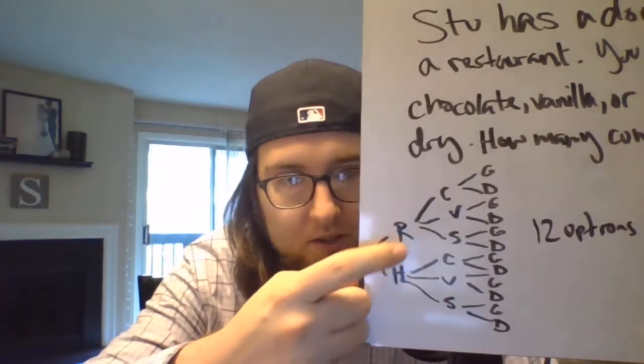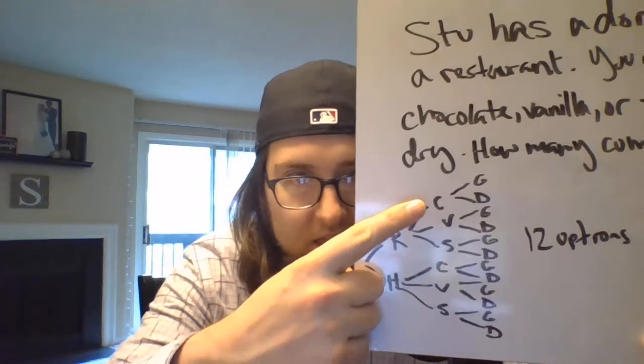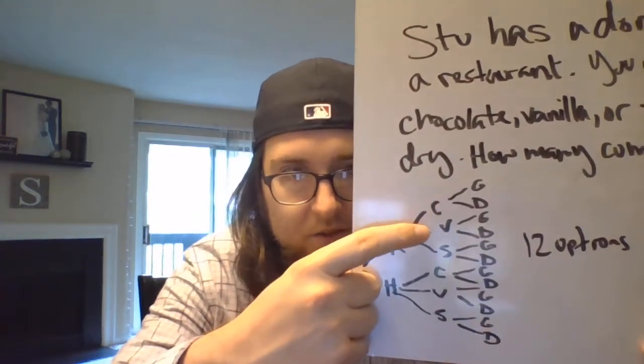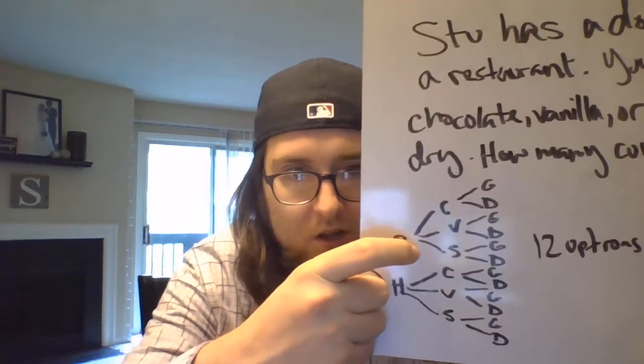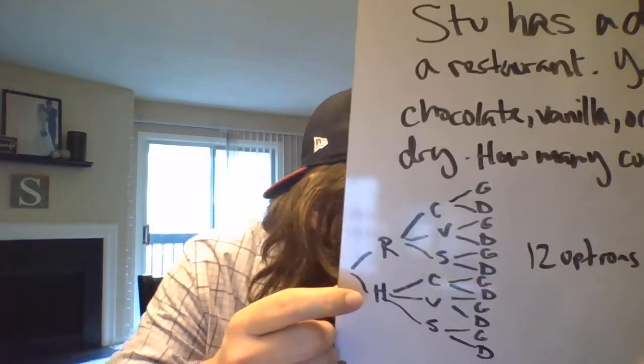So I've got regular and holeless. For regular, we could do chocolate, vanilla, strawberry. For holeless, we could do chocolate, vanilla, strawberry. And then for each one of these, the regular chocolate could get glazed or dry. The regular vanilla, glazed or dry. The regular strawberry, glazed or dry. And you get the point, but I'm halfway there, so let's finish.